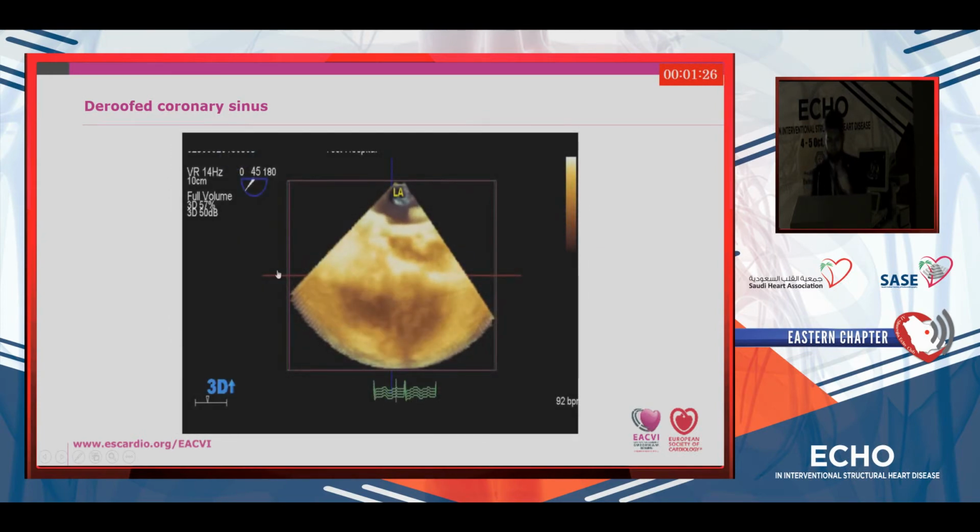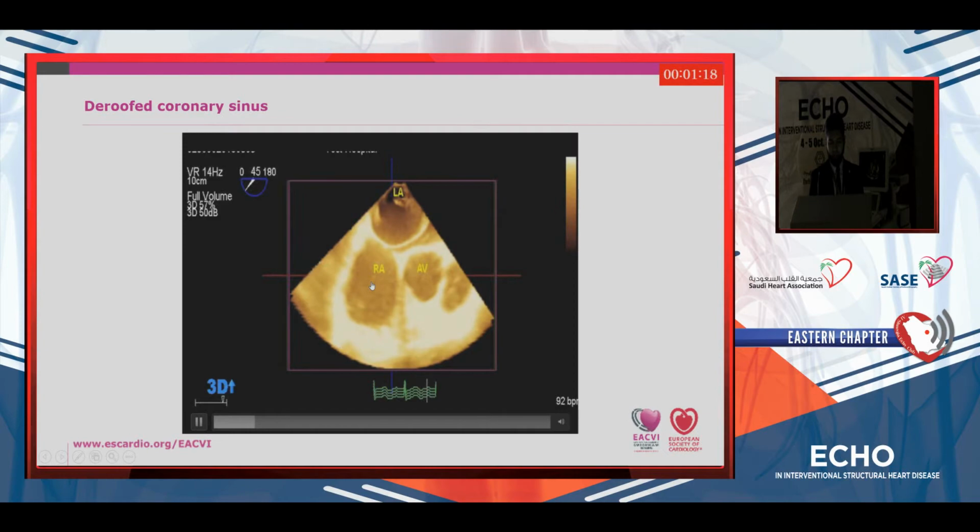Look at the 3D here. This is the full volume, acquired and then offline analysis. I will start now probing to see the same view. This is the right atrium, aortic valve. This is the septum, and this is what I call the membrane. And then the defect will start with decreasing the gain. You can see that this membrane is not complete. It has a hole in the middle. So the 2 parts of the left atrium are communicating with each other.